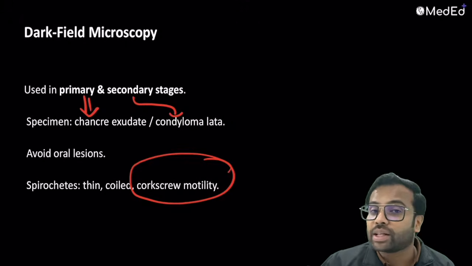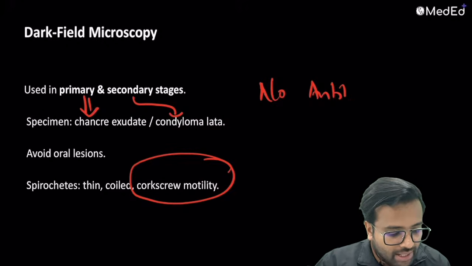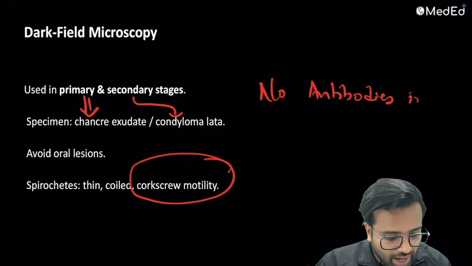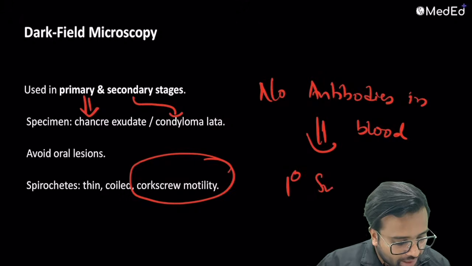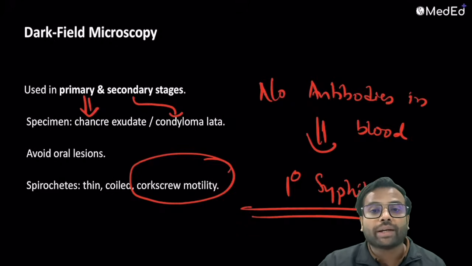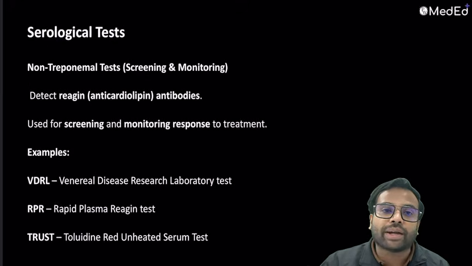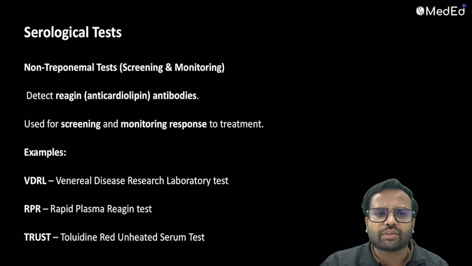So in primary syphilis, there are no antibodies in the blood. So this is going to be an important thing. But when do you find antibodies in the blood? We mostly find them in secondary syphilis. So in secondary syphilis, what are the things that we can do?